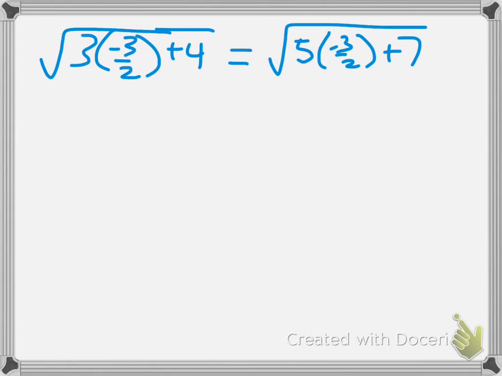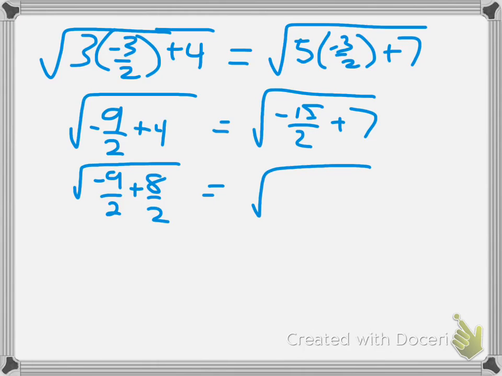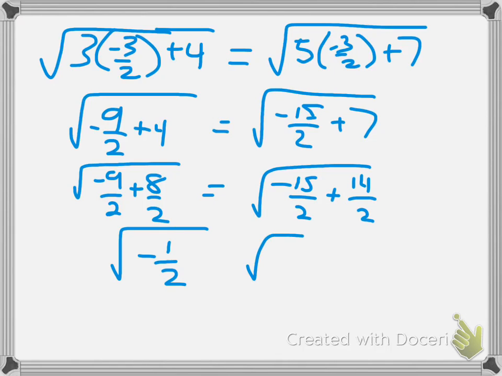Now I just want to make sure that both these sides are equal to one another. So over here on my left I'll have negative 9 halves plus 4. Here on my right side I'll have negative 15 halves plus 7. Getting a common denominator, here I'll have negative 9 halves plus 8 halves. Here I'll have negative 15 halves plus 14 halves, which will leave me with the square root of negative 1 half and the square root of negative 1 half.